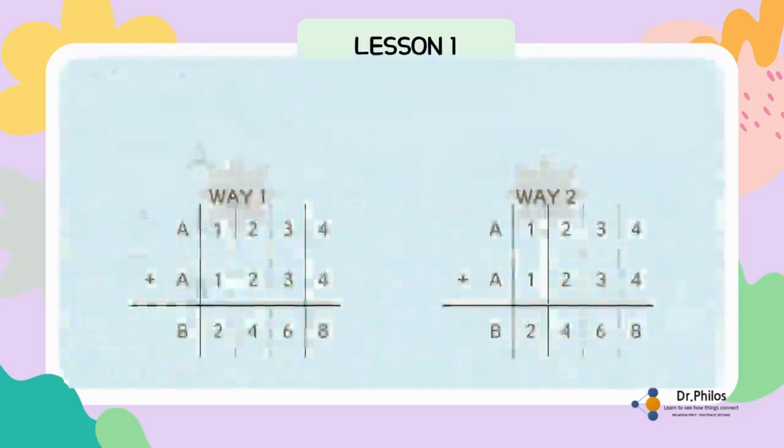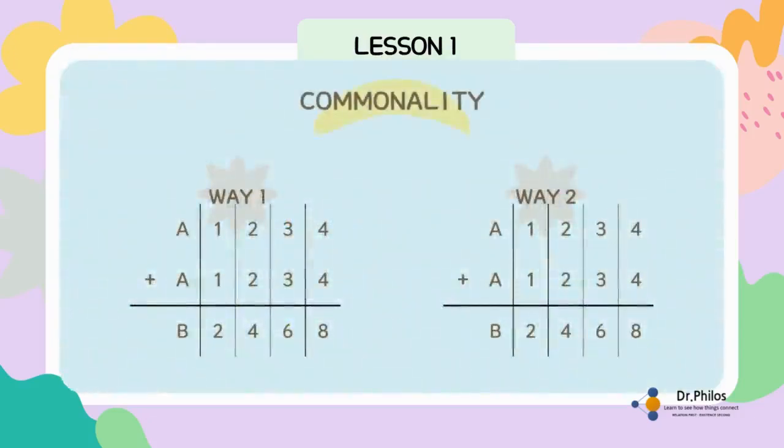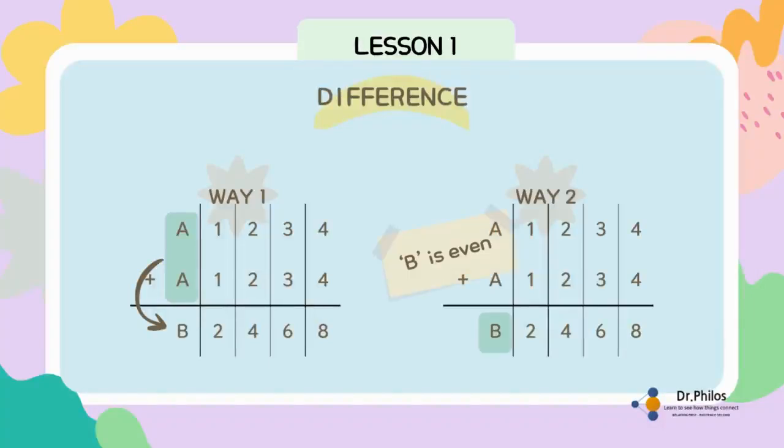First, can you explain what they have in common? The answers are the same in both ways. Now, explain the differences. The way based on A thought of A first and found the value of B. The way based on B found out first that B is an even number. Because B is an even number, I found the value of B first, and then the value of A.